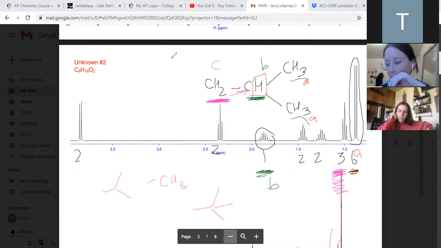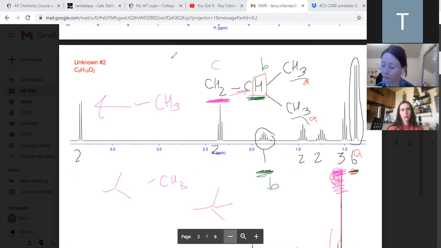Morgan, you look a little confused. Yeah, I'm just kind of confused. So if I have a CH3, if I have a signal that has 3 protons like this one here, how many more things can that carbon be connected to? One. One more thing, right? So it can only go this direction. It can only be at the end of a chain. It can't be in the middle. Does that make sense?